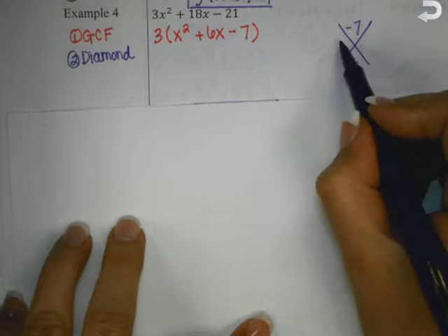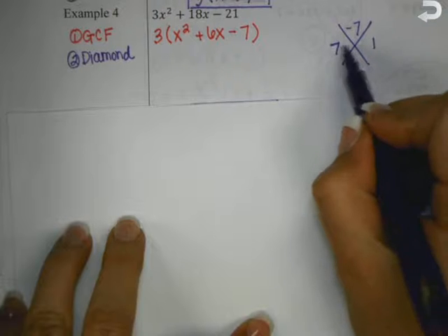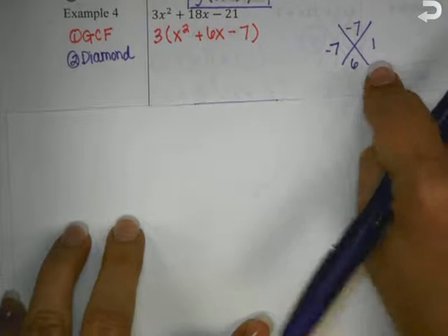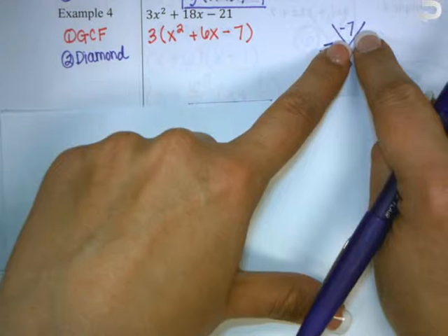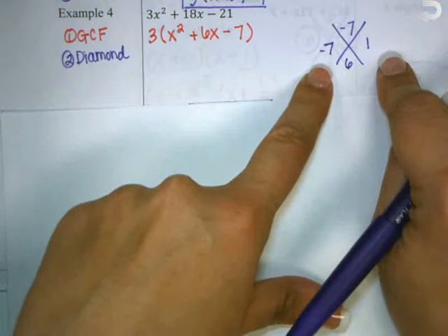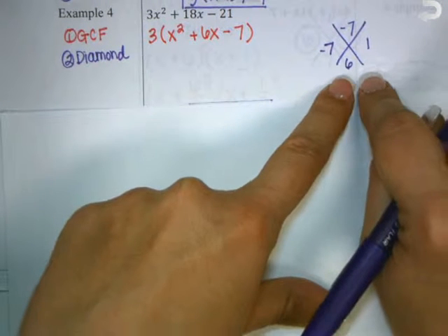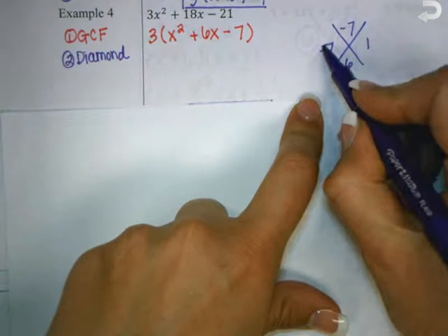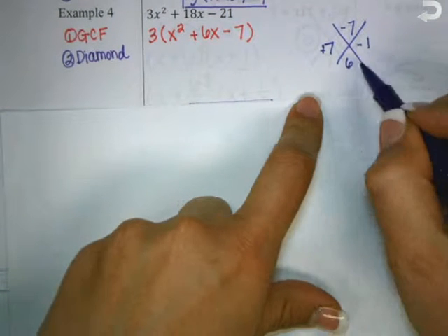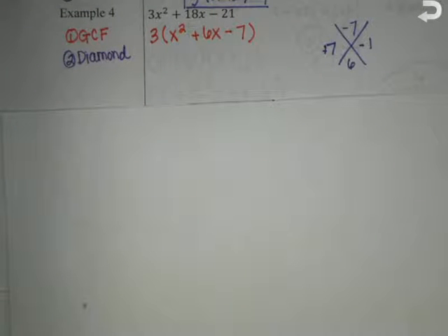Okay, let's check it. Negative 7 times 1 gives me negative 7. Negative 7 plus 1 is negative 6. We want to add it to positive 6. So what should change here? Positive 7, negative 1. So that's why we always need to make sure we double check, okay? So then how does this guy factor? What happens to the GCF? Bring the 3 down.